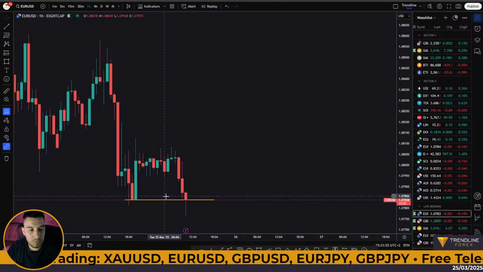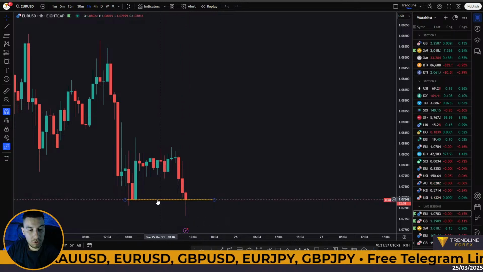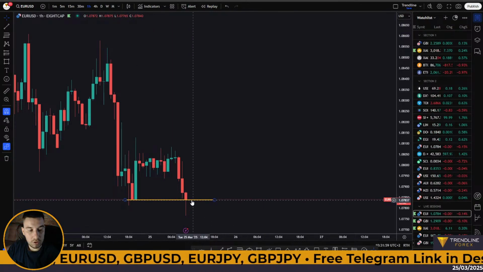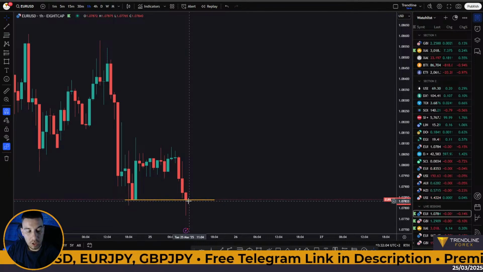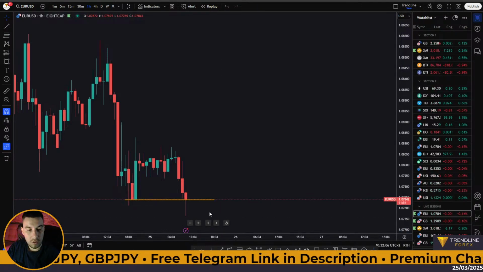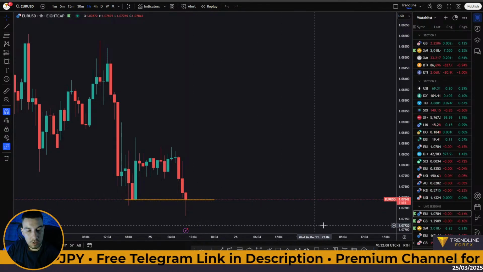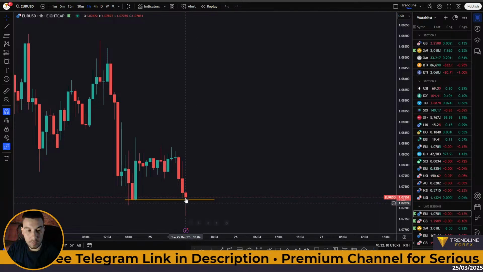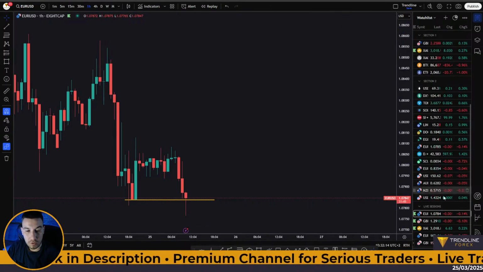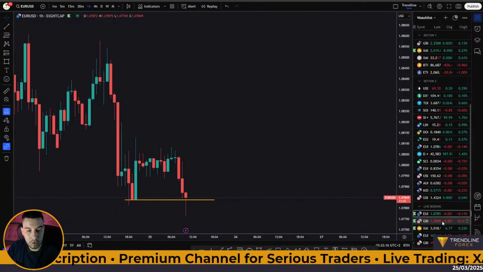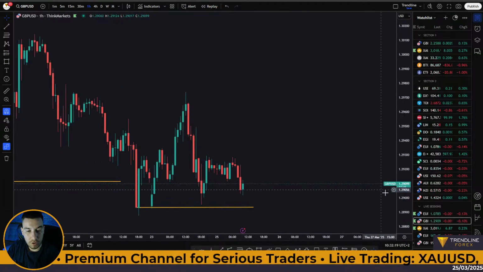You see, this is what I'm talking about. Euro dollar is now rejecting this level down here. So that's why we don't rush into trades. We want to see candles closing before we enter the trade. All right, so there's still half an hour. That bearish candle could turn into a bullish candle. So we're going to be observing price action here.